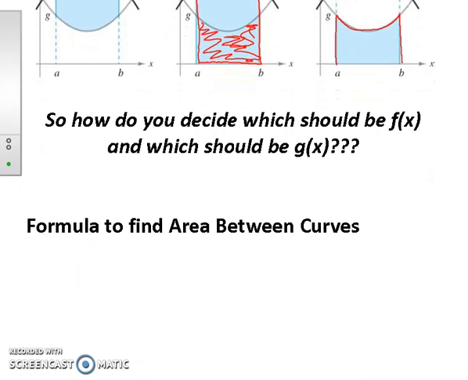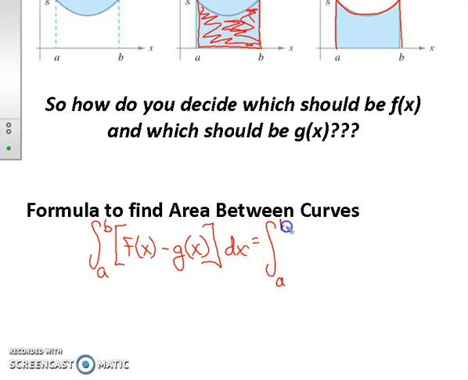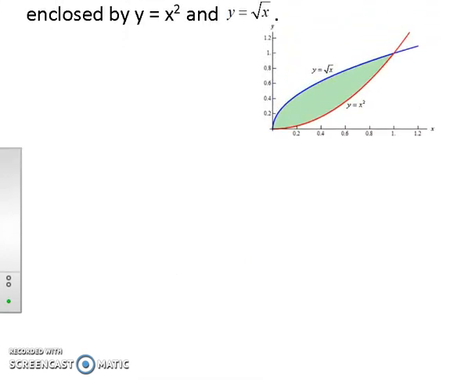So farther minus closer. So the formula then would be the integral from a to b of f of x minus g of x. Or, if it might make it easier on you, you could do the integral from a to b of f of x minus the integral from a to b of g of x. Like that. So that's how we find area between two curves. So we're just going to jump right in then.